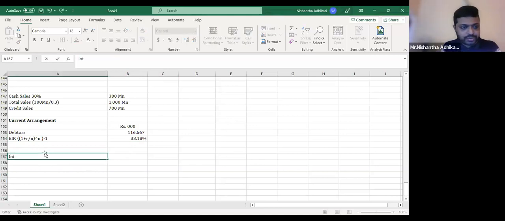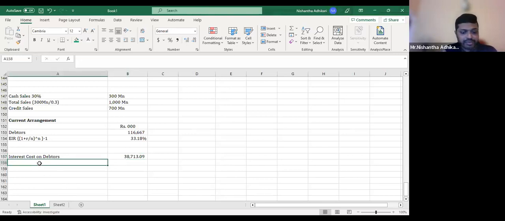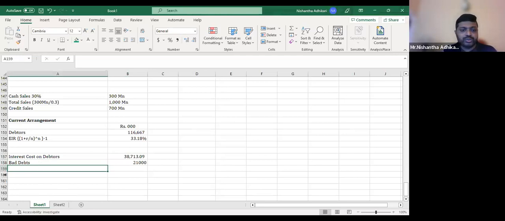Therefore, interest cost on debtors. How much? This amount into 33.18. 38,713.9. These are in rupees 1,000. That is the interest cost on debtors. In addition, it says that if the current arrangement continues, there will be bad debts of 3% on credit sales. Credit sales are 700 million. Into 3%, it should be 21,000. That is 21,000 means 21 million. 21 million bad debts.